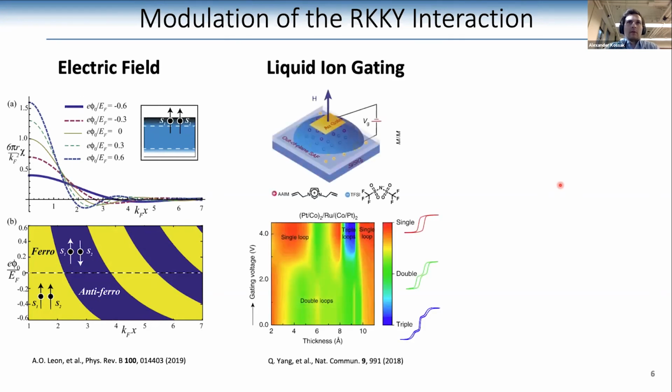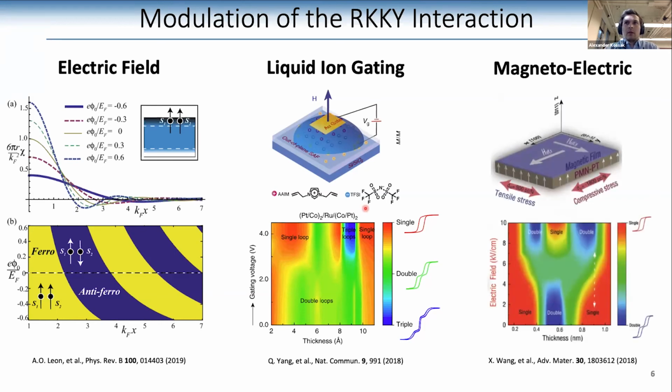In the field, there have also been liquid ion gating attempts, where people use a liquid electrolyte to apply an electric field, and that led to, again, charge accumulation at the magnetic material. They were able to show that they could switch from antiferromagnetic to ferromagnetic devices, but the reversibility of this was limited. In addition, if you're looking for a solid-state approach, you're going to have to get rid of that liquid electrolyte.